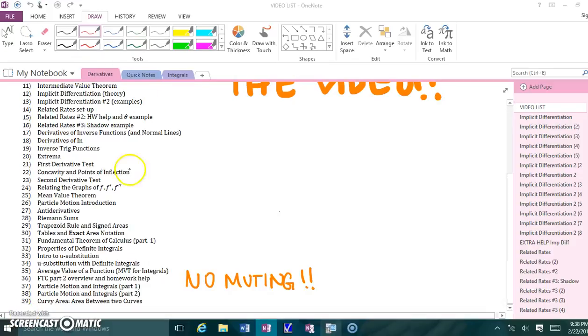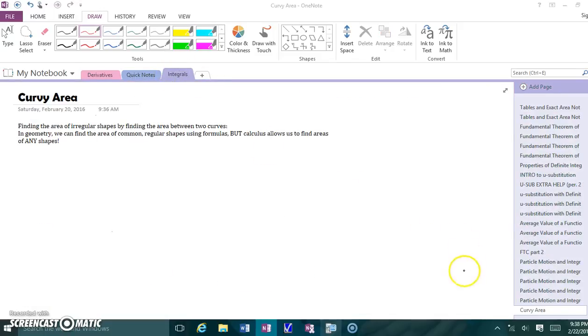Hi everybody, let's learn how to find the area between two curves, or otherwise find the area of curvy shapes, or curvy area, as I'm calling it in the video. For this video, you're going to want your graphing calculator because there are a few parts where you're going to have to use it, and we'll check your answers tomorrow.